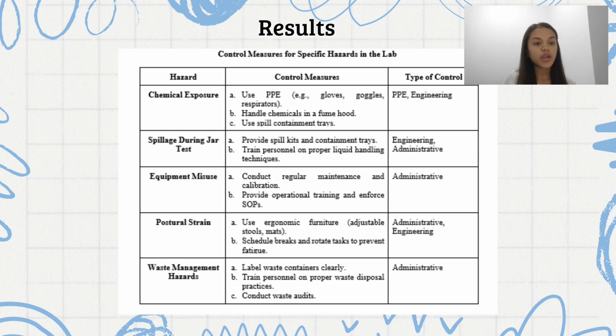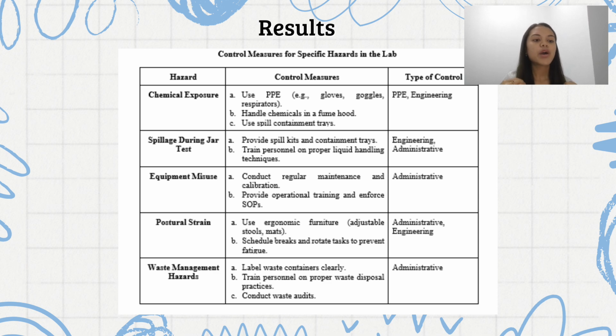And the last one, we have waste management hazards. So in here, for the waste management hazards, for the control measures, you can label the waste containers clearly, and then train the personnel on proper waste disposal practices, and then you can conduct waste audits. For the type of control, it's the administrative type of control.